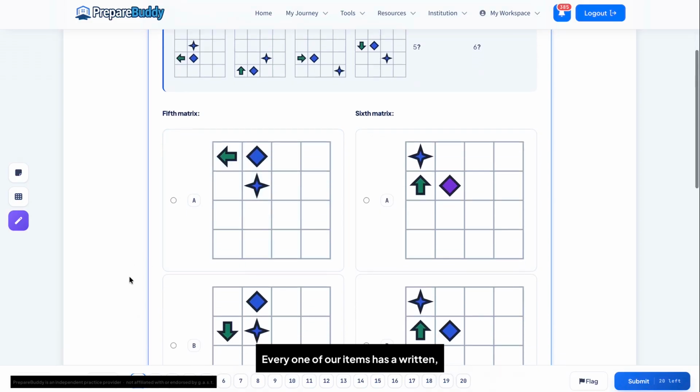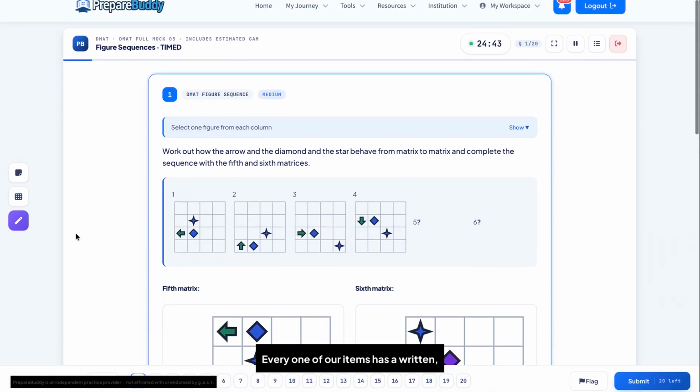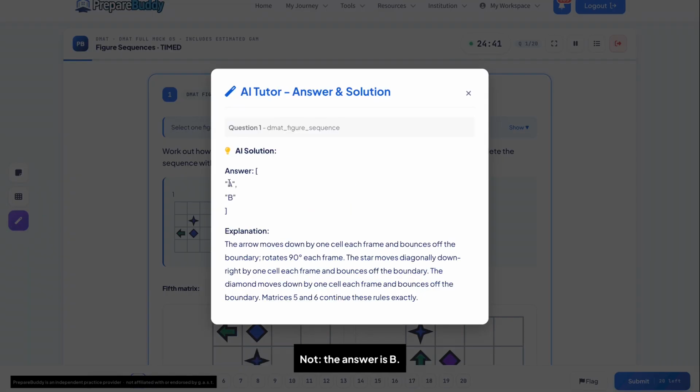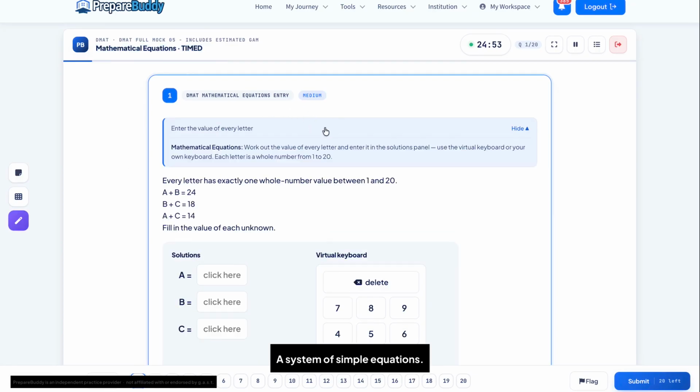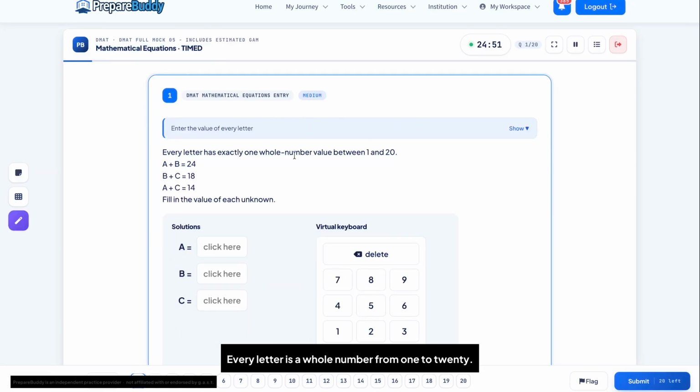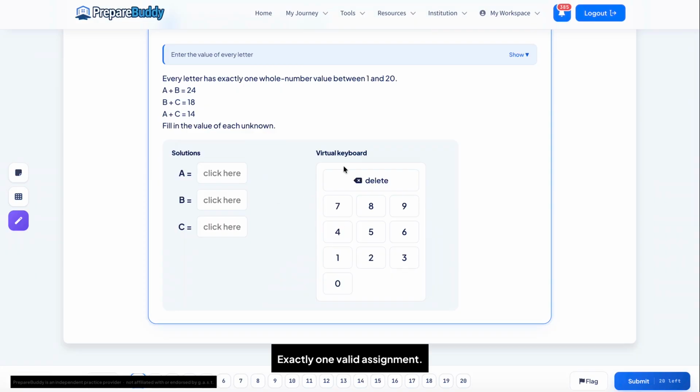Every one of our items has a written, rule-by-rule explanation attached. Not, the answer is B. Why it's B. Mathematical equations. 20 tasks, 25 minutes, about 75 seconds each. A system of simple equations. Every letter is a whole number from 1 to 20, exactly 1 valid assignment.